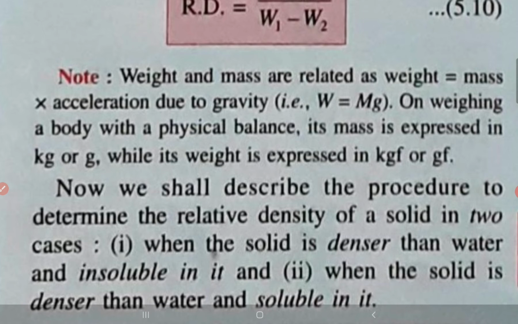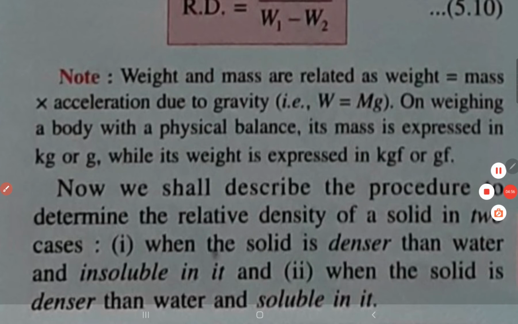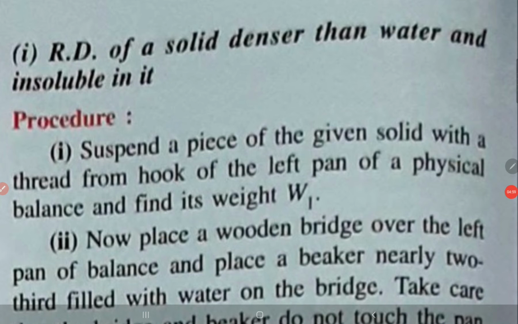Let us try to understand these two conditions with a simple experiment. Relative density of a solid denser than water and insoluble in it, that means it does not dissolve, like a stone. Procedure: suspend the piece of the given solid with the thread from the hook of the left pan of the physical balance and find its weight W1. In fact, you can use a spring balance also, just to find the weight of the solid in air, which is W1.